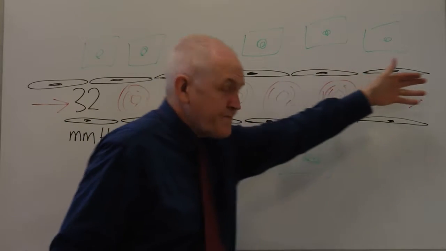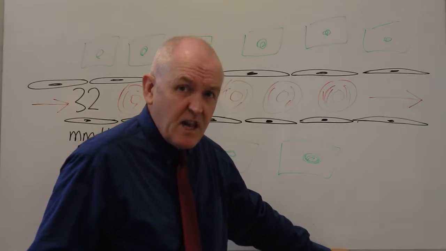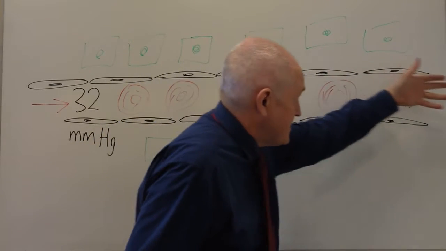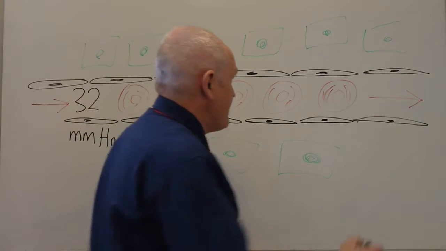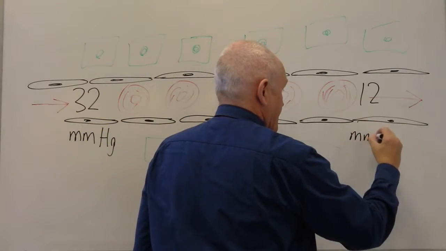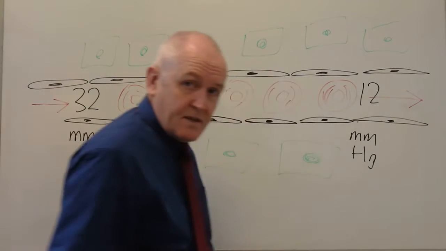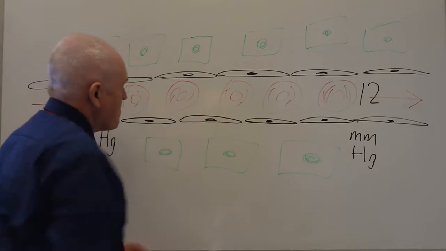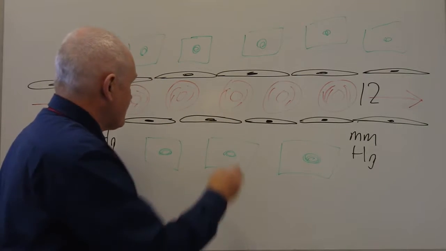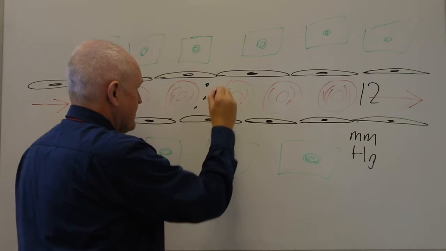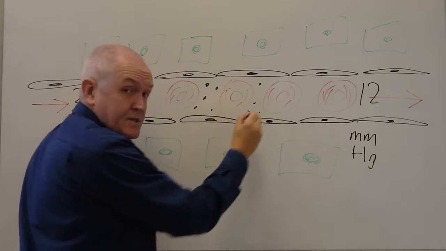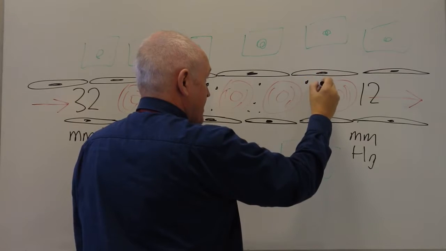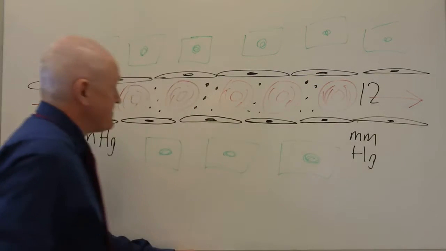But as it goes through, we know that the pressure in veins is lower than the pressure in arteries. And this is going to feed into the venous system, so the pressure is going to be lower, maybe about 12 millimeters of mercury at the venous end of the capillary. Now, we've got red cells in the blood, of course, and we also have plasma proteins. The most common plasma protein is albumin, a very large molecule.